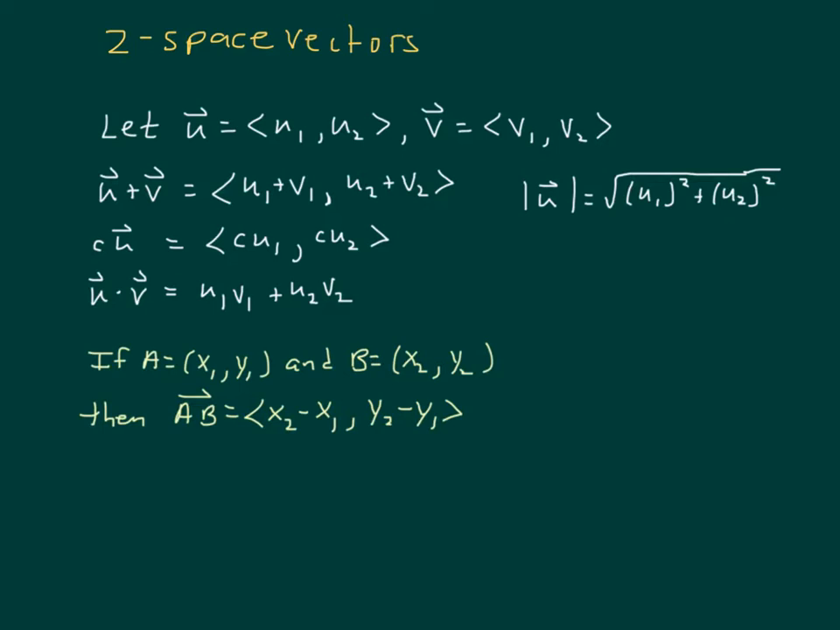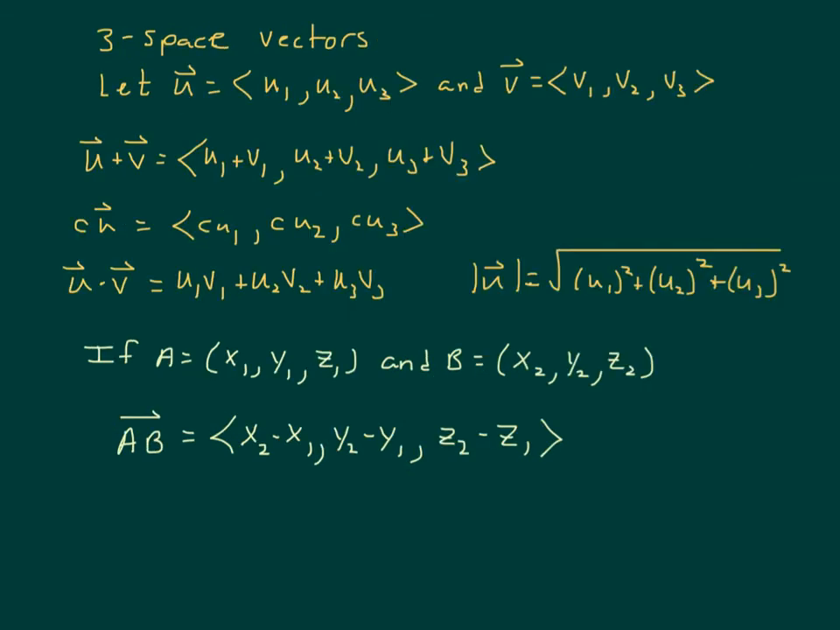Also, I can find the component form of a vector when I know 2 points, the starting point and the ending point. So in this case, starting point at A, ending point at B. I know the vector that goes from A to B is going to be x2 minus x1, and then y2 minus y1. In other words, the horizontal component is just going to be the difference between the two x coordinates, and the vertical component is going to be the difference between the two y coordinates.